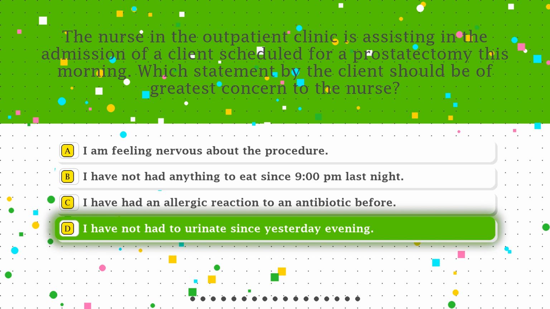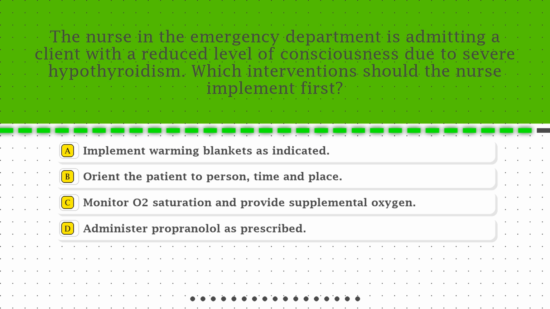The correct answer is option D. I have not had to urinate since yesterday evening. Question 11. The nurse in the emergency department is admitting a client with a reduced level of consciousness due to severe hypothyroidism. Which intervention should the nurse implement first?